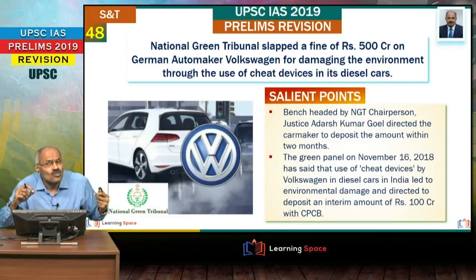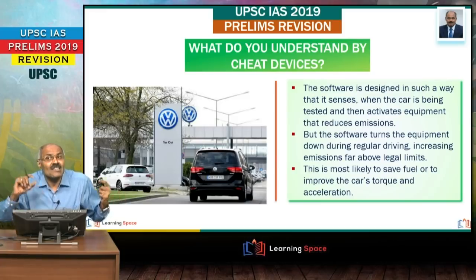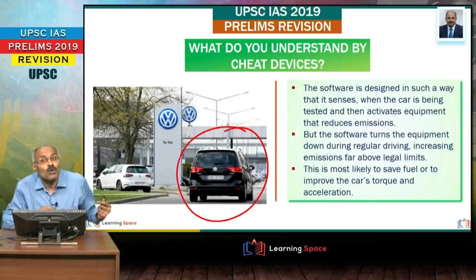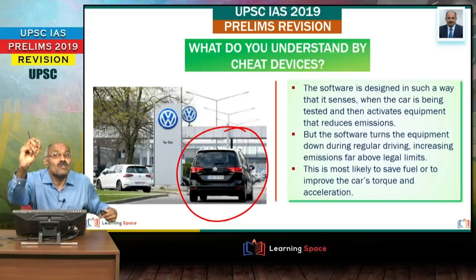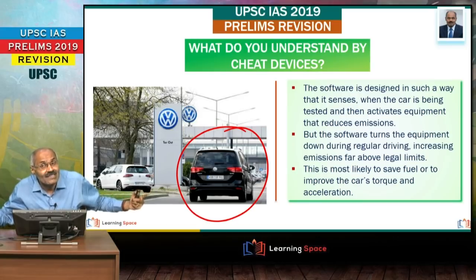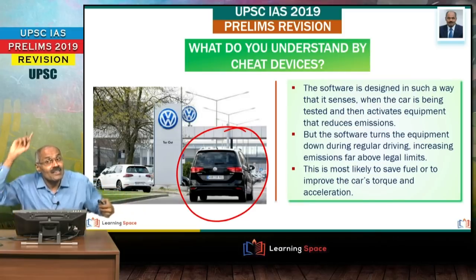Friends, cheat devices are used, right? Across the countries, there is a probe going on with regard to cheat devices. The National Green Tribunal slapped a fine of 500 crore rupees on Volkswagen for damaging the environment, right friends? This is the development of software. Software is designed in such a way that when the vehicle is checked for pollution, it shows less emissions. But when it is actually traveling on the road, the actual emissions are higher. So these are known as cheat devices. Cheat devices are nothing but mischievous software. When the vehicle is tested for emissions, it shows lesser emissions, right? Actually, the emissions will be more.